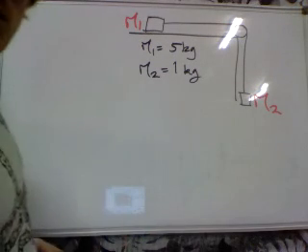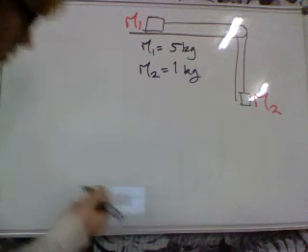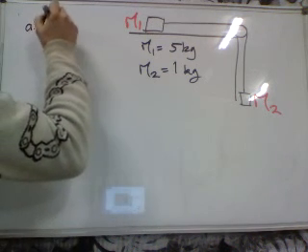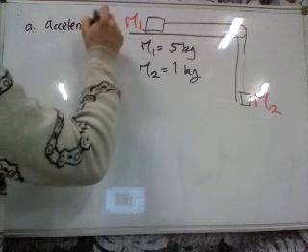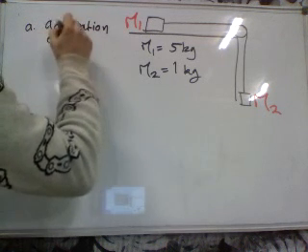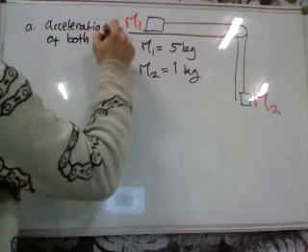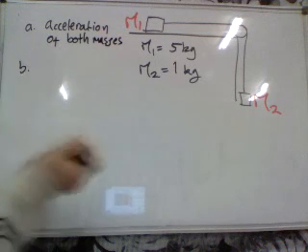Okay, how do we start to do this problem? Well, I guess what's the question? We're trying to find, A, the acceleration of both masses, and B, we're going to try and find the tension in the string.